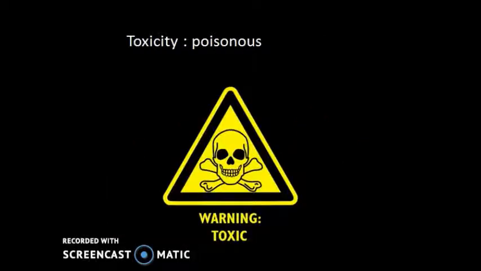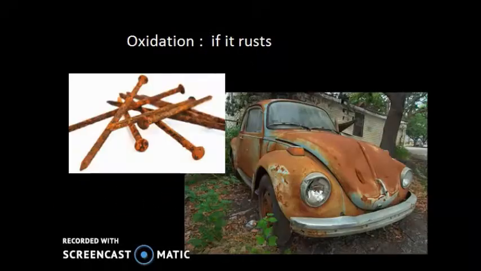Another one, toxicity, and what that means is just whether or not it's poisonous or not. So when you see this label, right, you know that it's toxic, it's poisonous, you stay away. And the next one, oxidation. In other words, if it rusts. So we have these nails here, and we have this old car, and the metal is rusting. And that's called oxidation. And the metal is changing because of this chemical reaction with the oxygen in the air. And so that metal is no longer the same metal. It's changed into a different molecule.